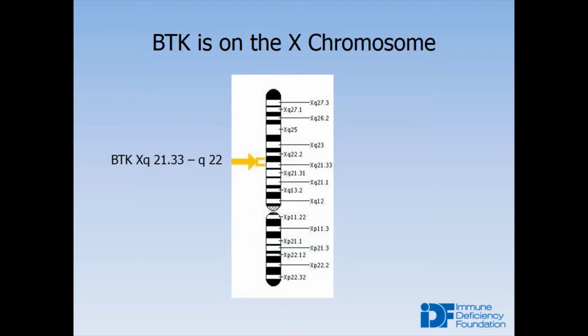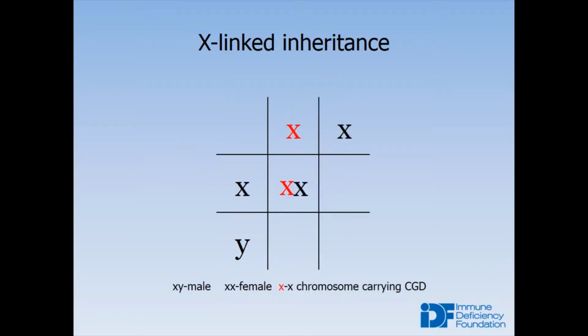So as you can see, there's lots of genes, of course, on the X chromosome. That just shows you where the BTK gene sits. And this is just to show you how this works. So we all know that when a child's conceived, you have a set of genes from the mother and a set of genes from the father. The mother has 2 X chromosomes and the father has an X and a Y that can be donated to the child at the time of conception.